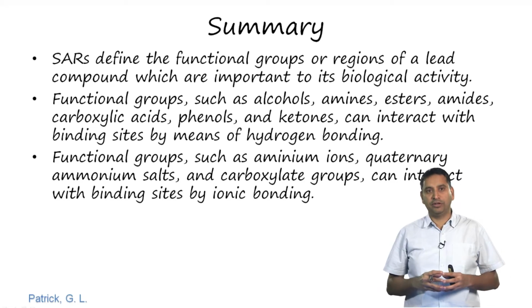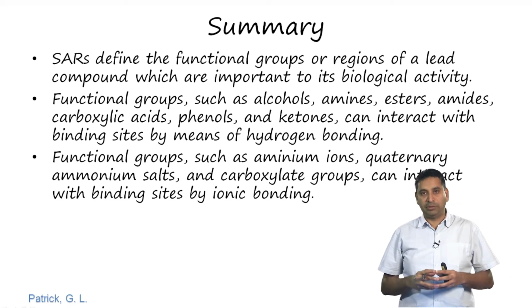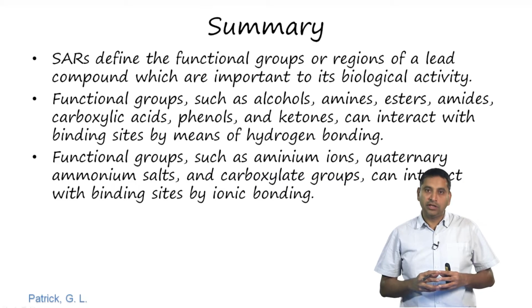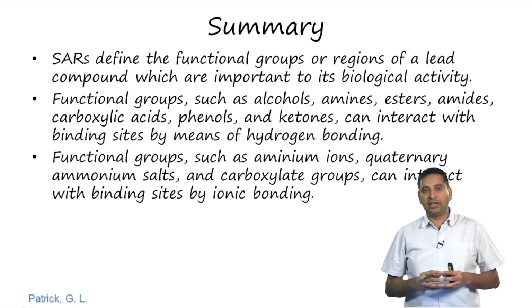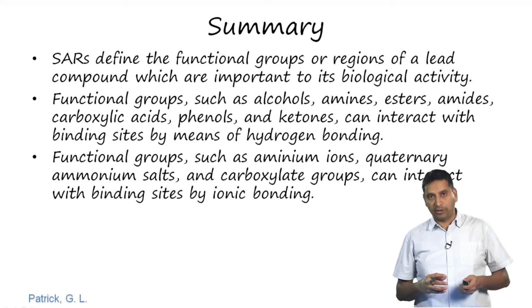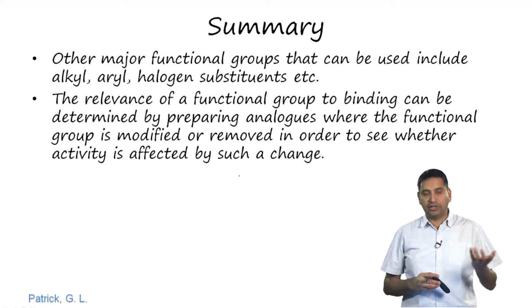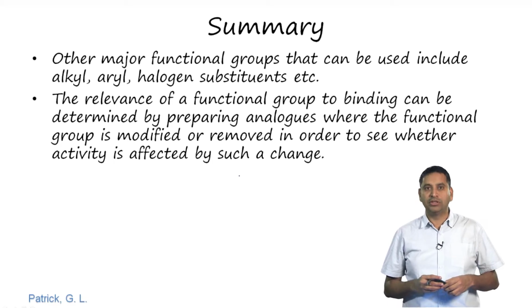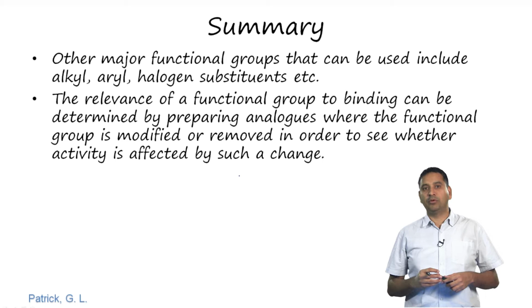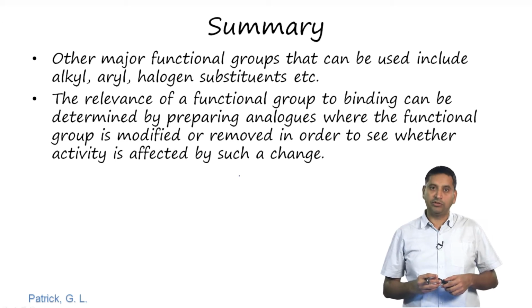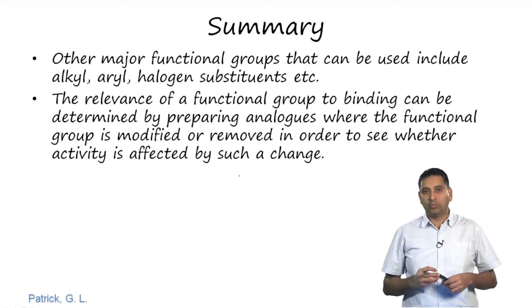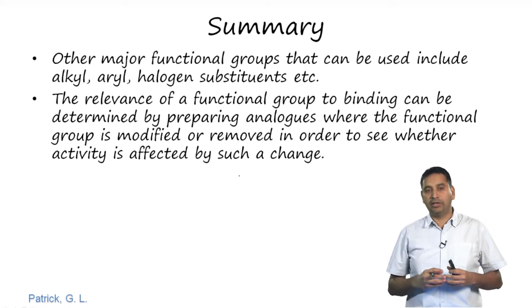And we have looked at various functional groups such as alcohols, amines, esters and so on, and how they can interact with the binding site by hydrogen bonding and by other weak interactions. And we have looked at cations and anions which can interact by ionic bonding. Some of the other major functional groups which can interact in this manner are the alkyl, aryl and halogen substituted compounds. And we have also seen that halogen substituted compounds may have a propensity to do alkylation, which is not very desirable. So, the relevance of the functional group to binding can be understood when we make analogues.